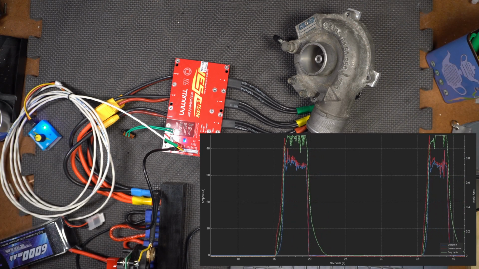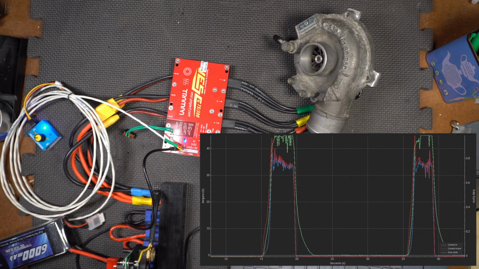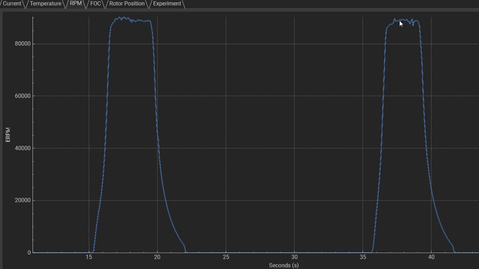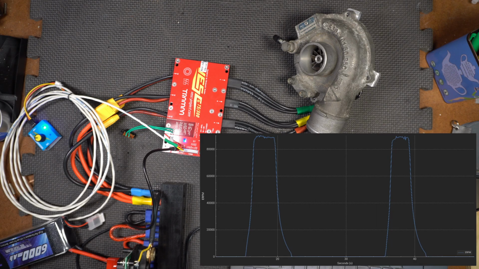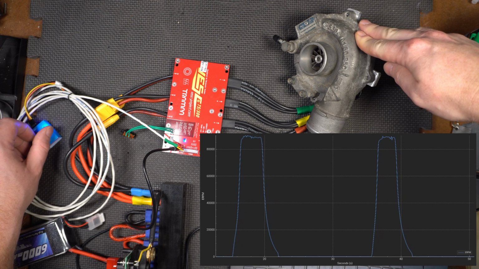Okay, so yeah, it looks like our ERPM is less. Not much, but a little bit less. So let's go back to this phase advance setting and knock it down to, say, 0. So 0 should be 30 degrees of motor timing if everything is correct. Let's go ahead and write that to the motor. And all right, let's see what we get here.